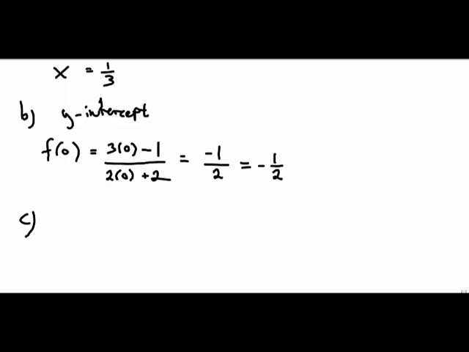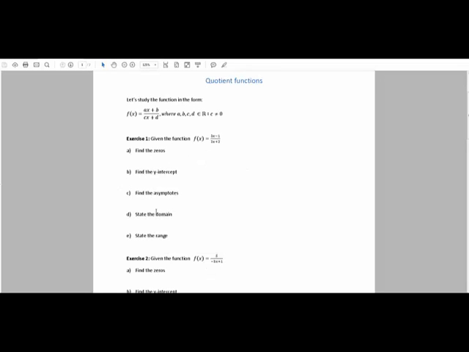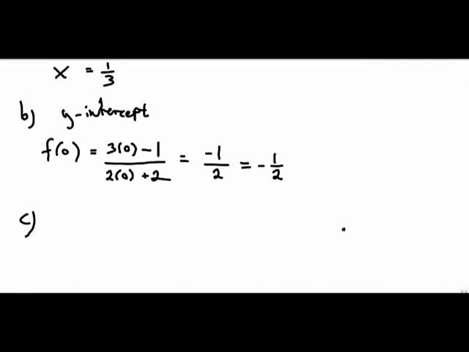Question C, now we have to find the asymptotes. We have to find out if there are some vertical or horizontal asymptotes. So basically, let's start with the vertical asymptote.